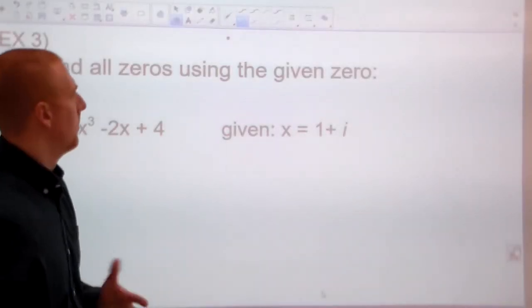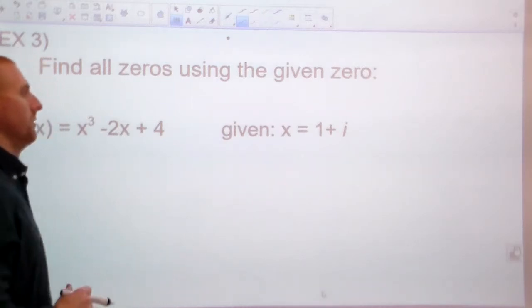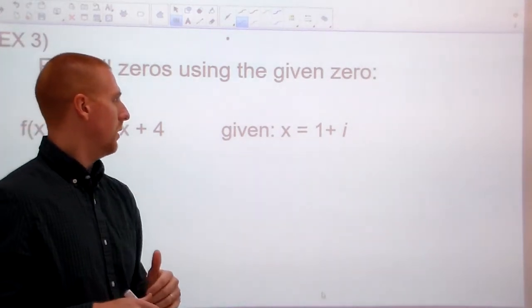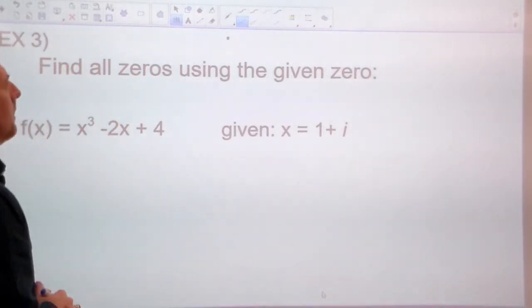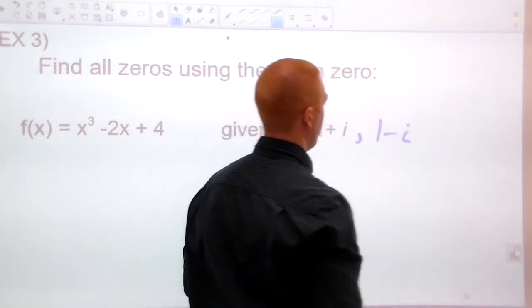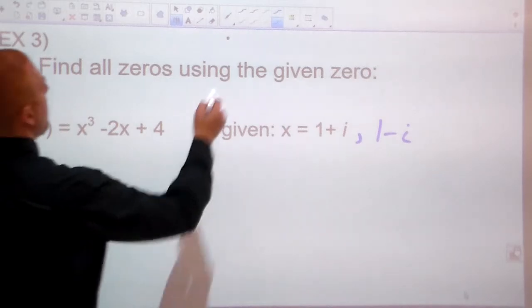All right, one final example. I'm going to find all of the zeros given one of my zeros. Kind of a classic algebra 2 problem. But the zero you're given is a complex one, so it makes it a little trickier. Now, knowing that that's a zero, the conjugate is automatically also a definite solution, guaranteed, no exceptions.